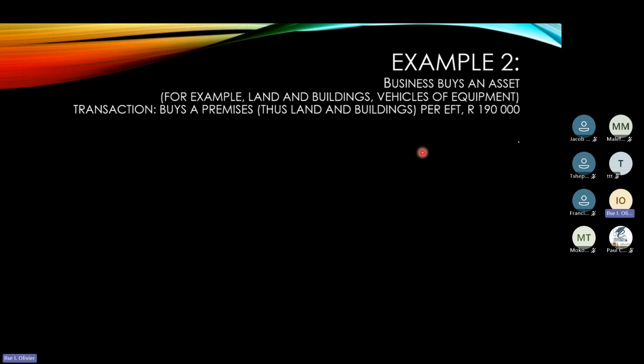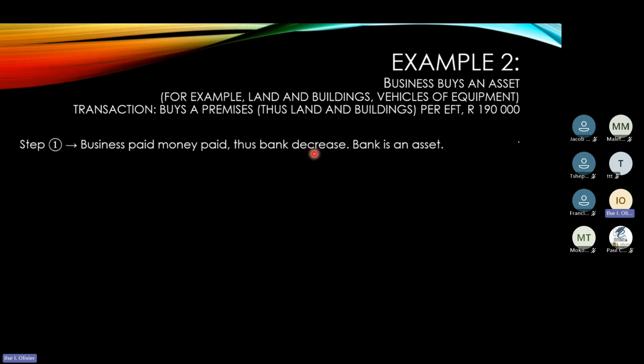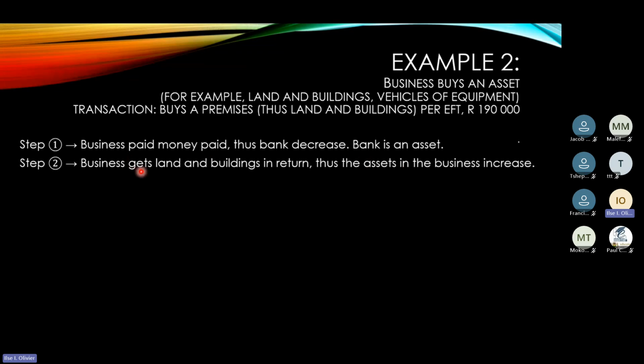Then example 2, the business buys an asset, for instance, land and buildings, vehicle, equipment. So what does the transaction say? Buys a premises. Now, premises refers to land and buildings, per EFT for 190,000 Rand. Again, step 1, what did we do? We paid the money, so your bank decreased, bank is an asset. What did we pay it for? We get land and buildings in return. What is land and buildings? It's an asset, so your assets in the business will increase.